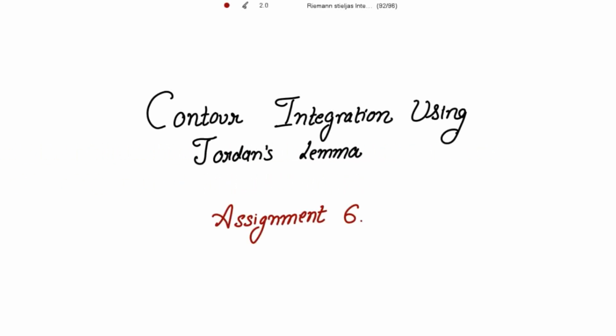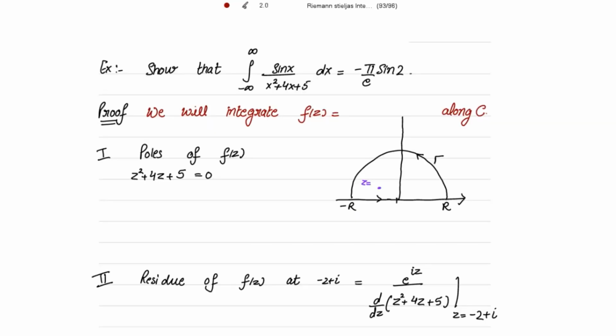Hello friends, let's start with assignment 6, contour integration using Jordan's lemma. The example is: show that the integral from negative infinity to positive infinity of sin of x over x squared plus 4x plus 5 dx is equal to negative pi over e times sin of 2.